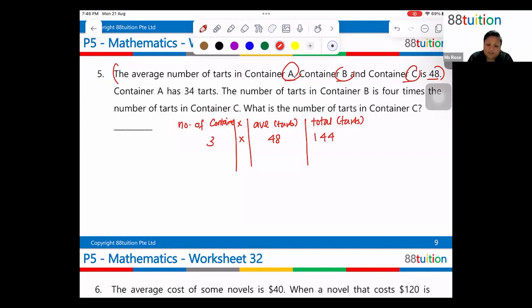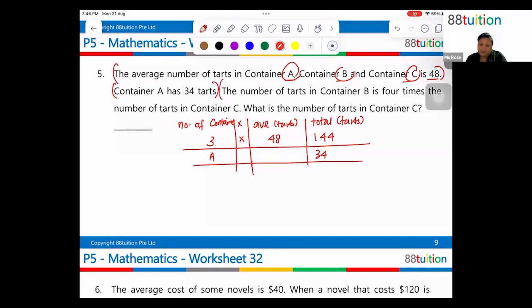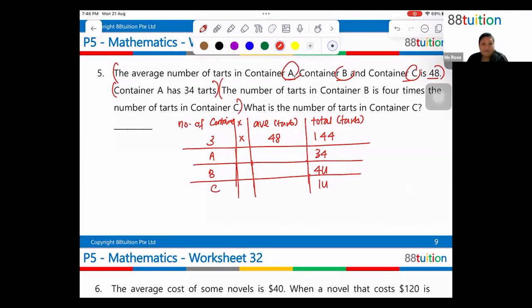Then they tell me that container A has how many tarts? 34. Container A has 34. The number of tarts in container B is 4 times C. So I put 4 units for container B and 1 unit for container C. I don't have any other information because these are actual numbers. So what does that mean?